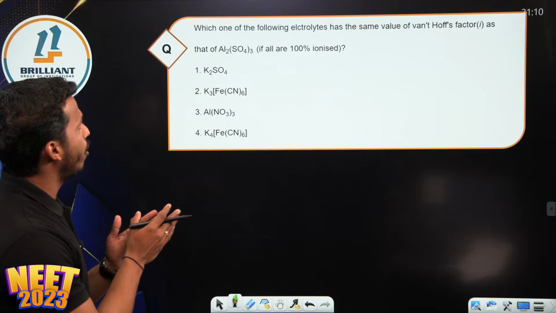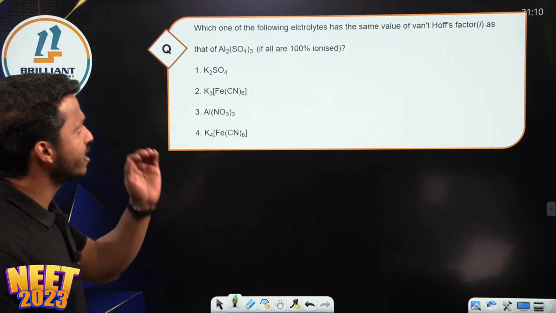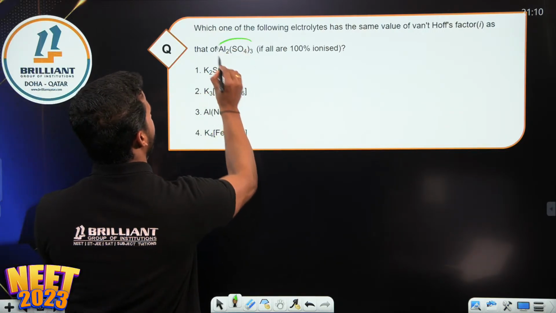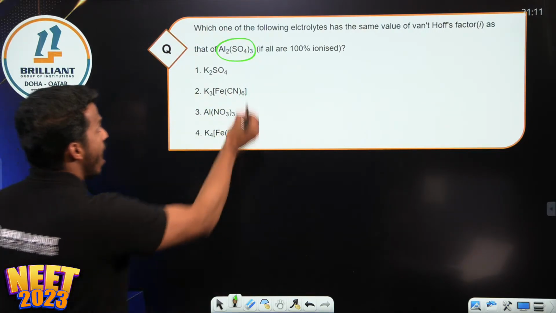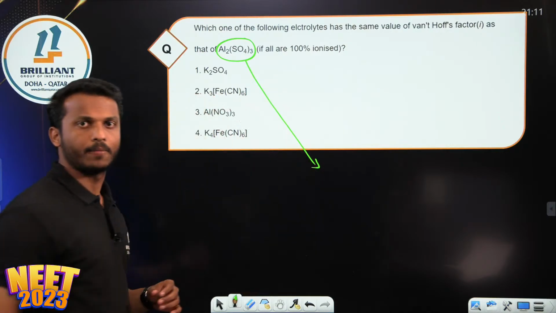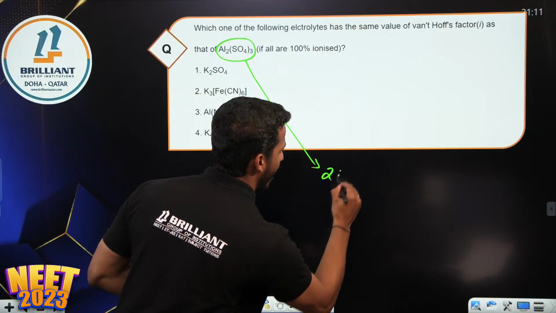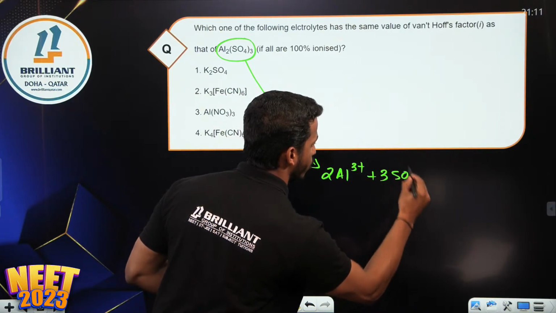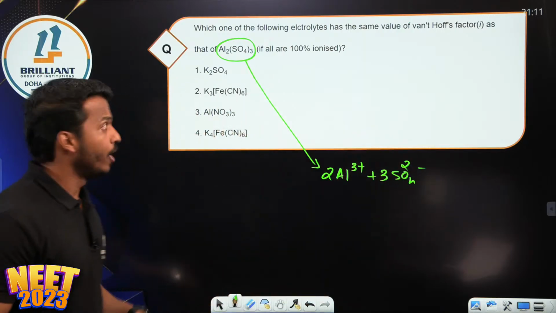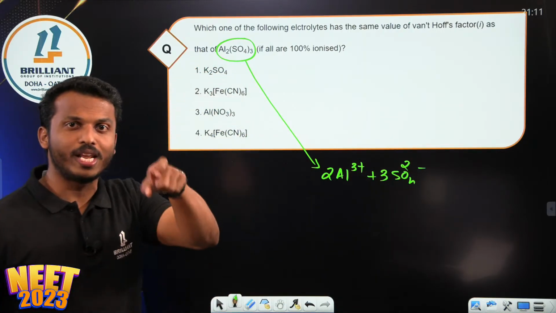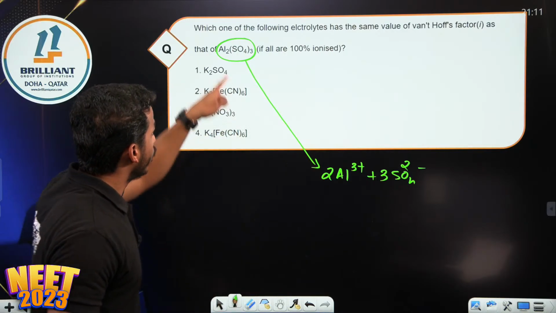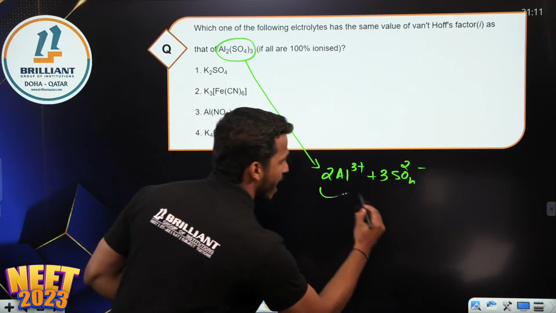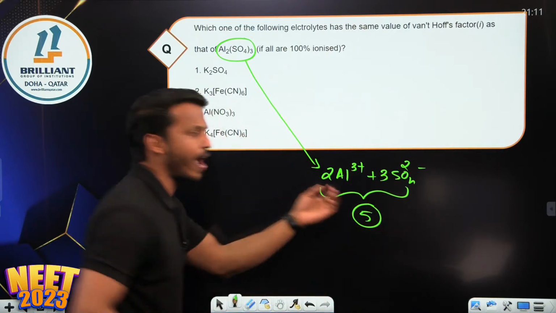Next, which one of the following electrolytes has the same value of Van't Hoff factor as aluminium sulfate? Dear all, aluminium sulfate, Al2(SO4)3, when split, you will get 2Al3+ and 3SO4 2-. That means what is the i value? It is 5, you are getting 5 ions.